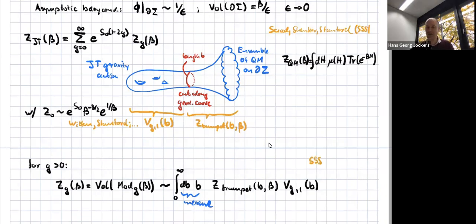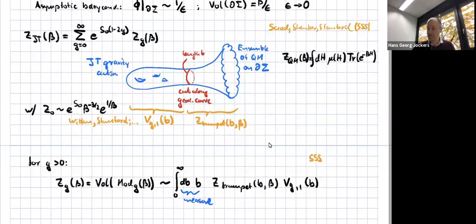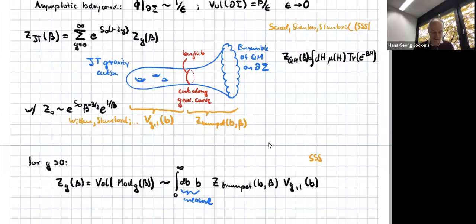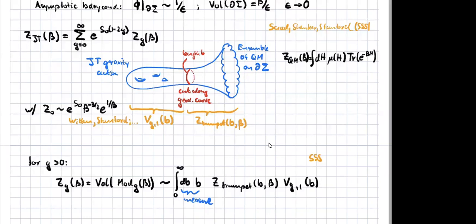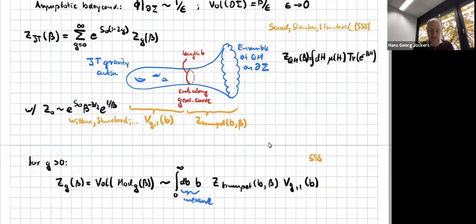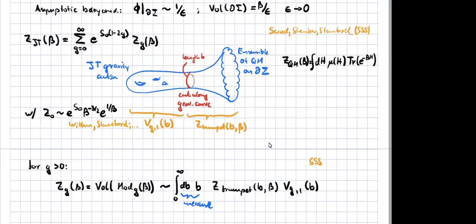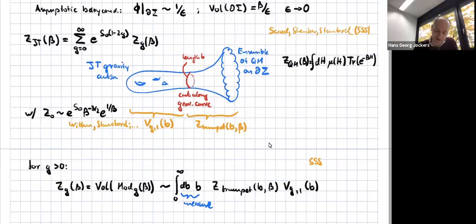Well, did you tell us why the formula Zg equal to volume holds? Why the partition function is the volume of this moduli space? It's the volume of the moduli space. How do we see that? So okay, what is this partition function doing?